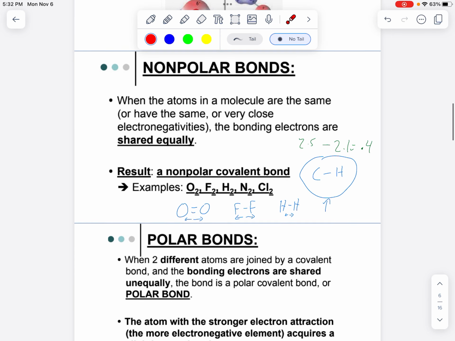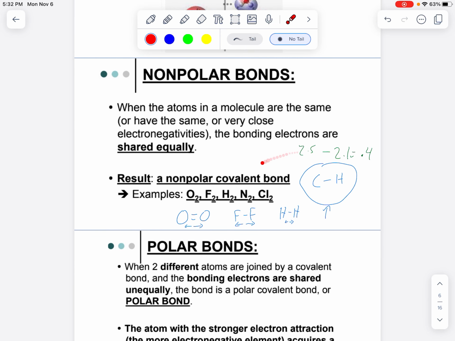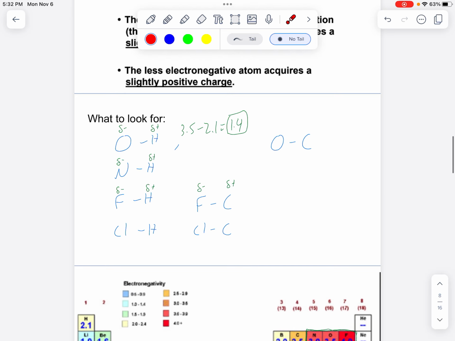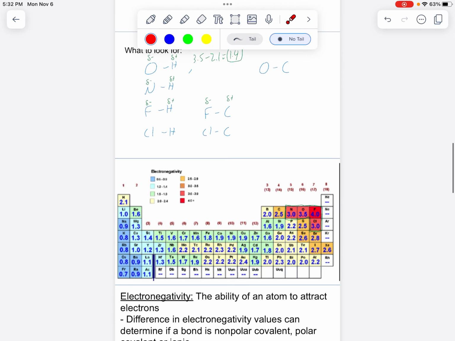And then just real quick, make sure you know these examples here. Make sure you know that anything that's bonded to itself is going to be nonpolar, and then CHs are considered nonpolar. For polar, just remember these examples here. So any OH, NH, FH, ClH, OC, and then FC. Those are going to be your polar bonds, right? So that's what you're looking for in your molecules.